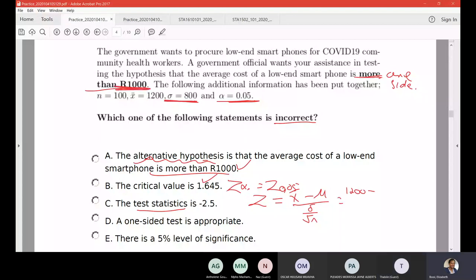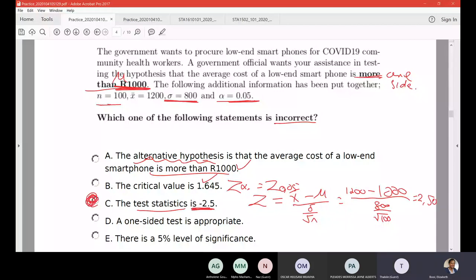It's always in the statement. So in your null hypothesis, they will give you your population mean. So it will be 8,000 divided by the standard error, which is 800 divided by the square root of n. Our n is 100. And the answer here will be 2.5. And here it says it is negative 2.5, therefore this is the incorrect one.